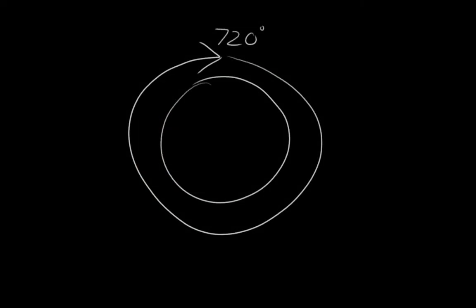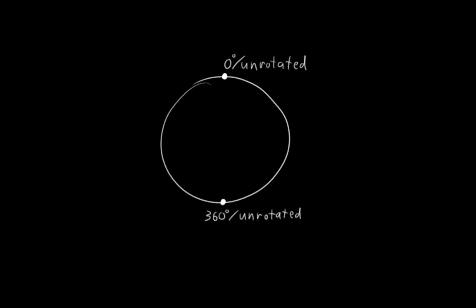Remember that quaternions cover 720 degrees of rotation, so both the top and bottom of the circle are effectively unrotated. So flipping the W component makes the quaternion do the opposite rotation. And happily, this works in the full 3D case as well.